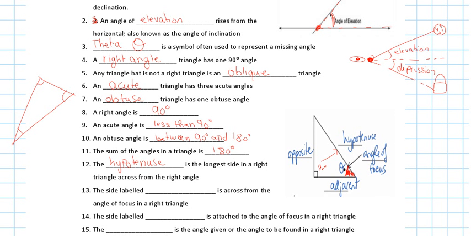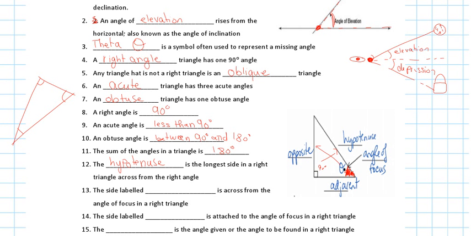Now, according to the angle of focus, I have two other sides, the opposite side and the adjacent side. Okay? So if this is my angle of focus right here, then my opposite side is this side, right? Because that's opposite from my angle of focus. And then my third side, the other side that's not named yet, is called the adjacent.